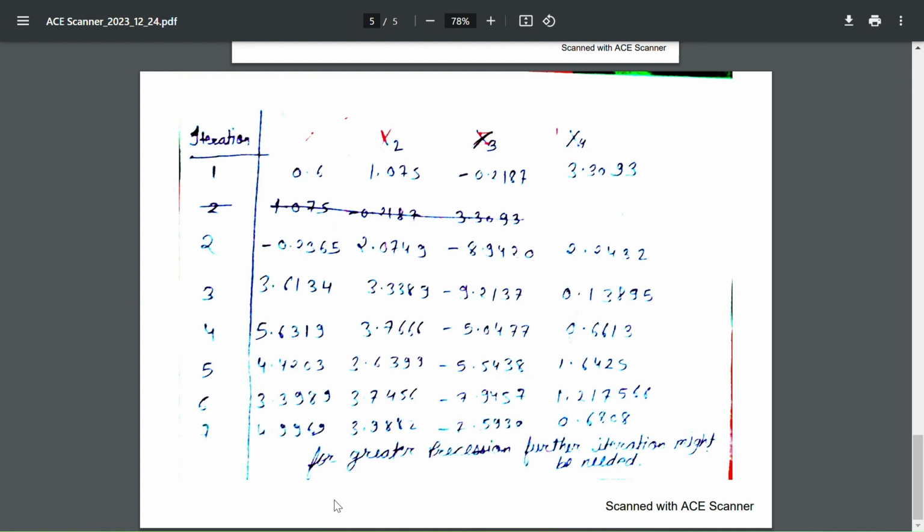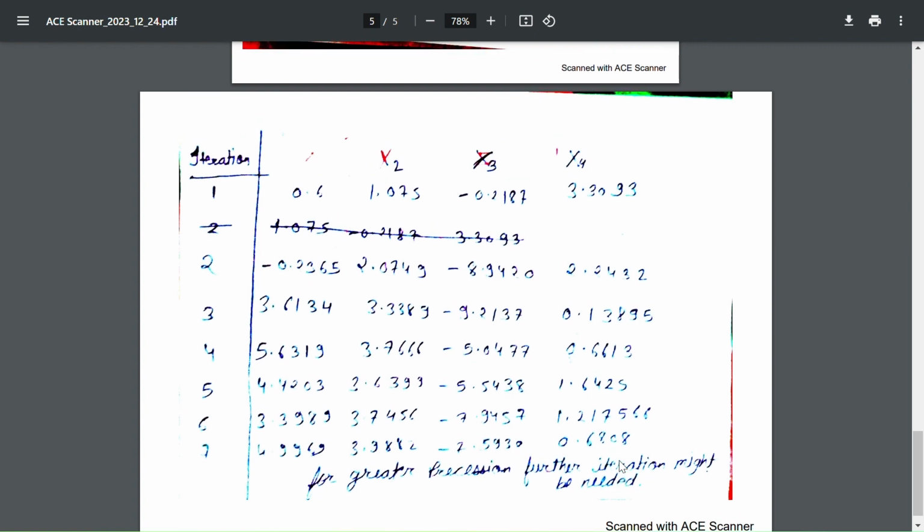We can calculate more values for greater precision. Further iteration might be needed if we need it only.